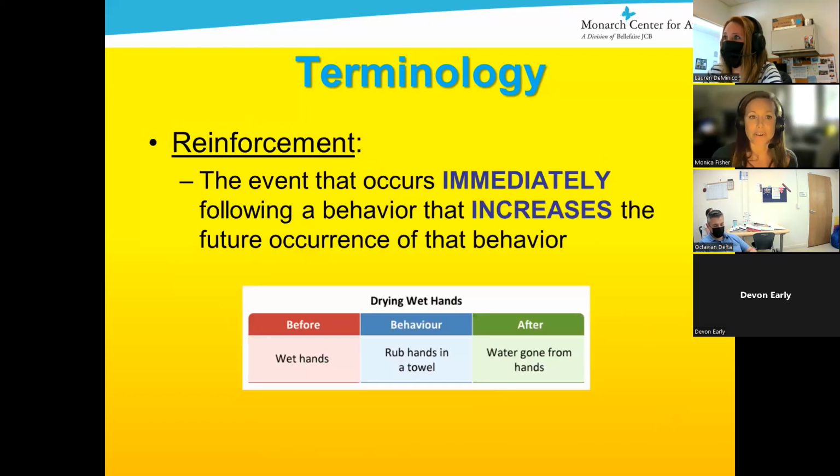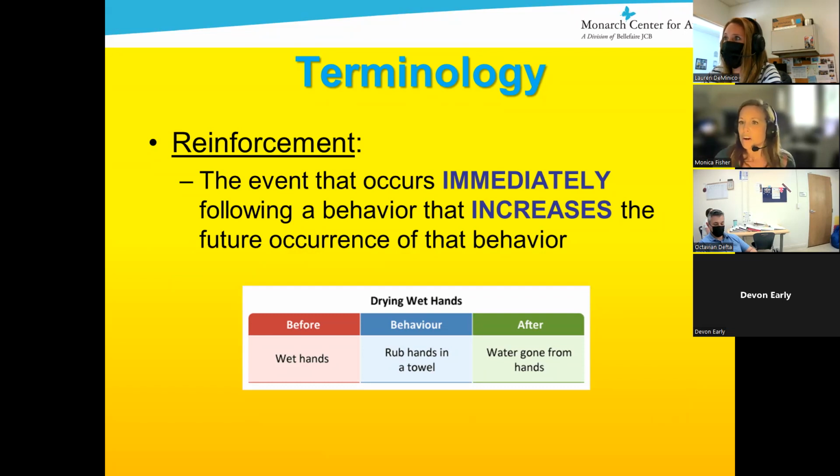Okay, reinforcement. Reinforcement is just a simple principle. It's an event that occurs immediately following a behavior that increases the future occurrence of that behavior, or some quantitative dimension of that behavior. Maybe the child engages in something longer, or maybe the child engages in something more frequently, right? So if it's increasing some dimension of that behavior, then reinforcement is occurring.